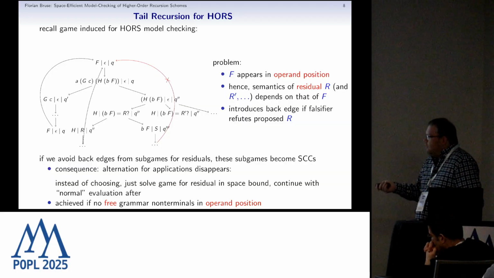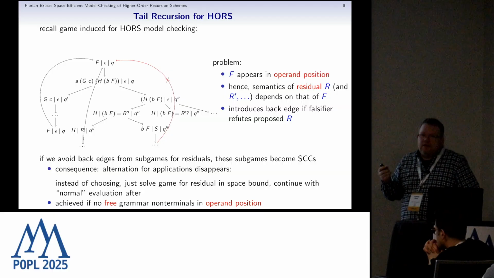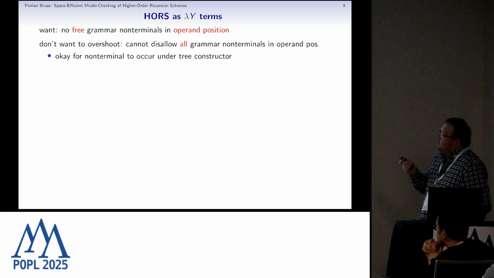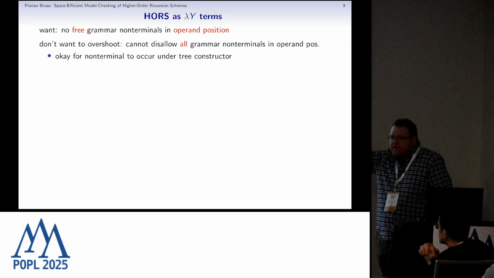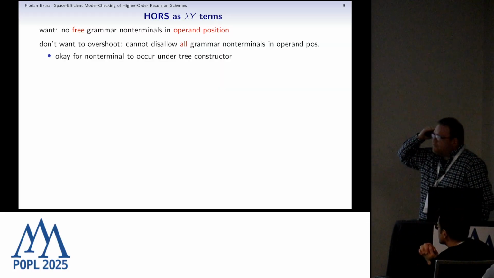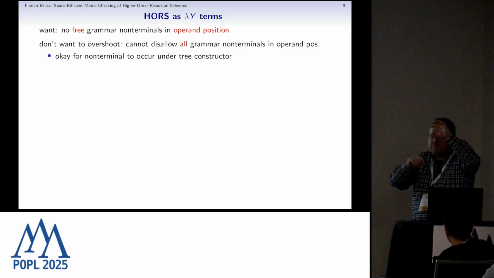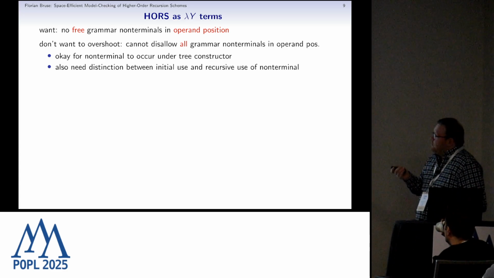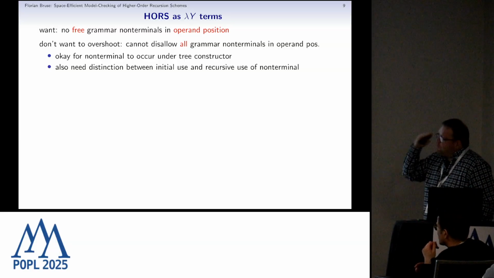That means we don't want free non-terminals there. But of course, this is really not well defined, what I just said. So of course, you cannot simply say non-terminals cannot appear at all in something that looks like an operand position. Yeah, so if you have like a tree constructor and then a few non-terminals below it, that's completely fine. And also, how do I explain this best? So you have to be a bit careful to not overshoot.